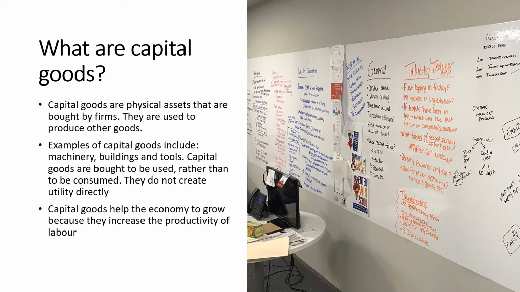One more time, capital goods are assets that are used to help land and labour produce consumer goods. Capital goods help the economy to grow because they increase the productivity of investment. Just so you know, when firms purchase capital, that's called investment.